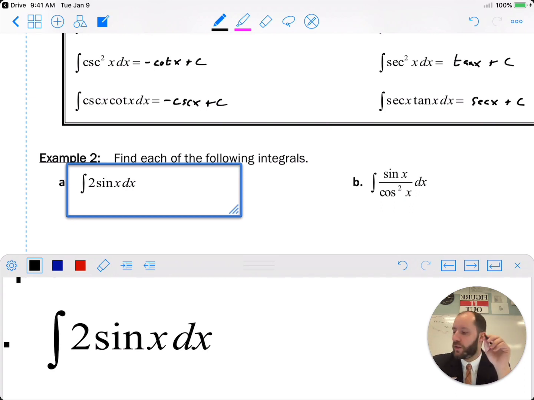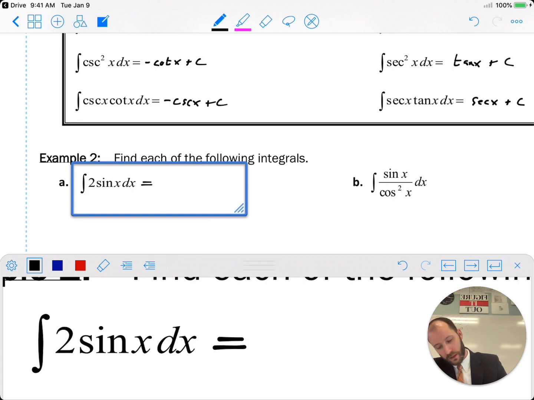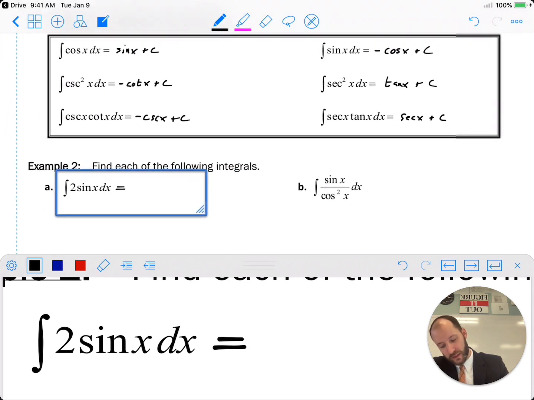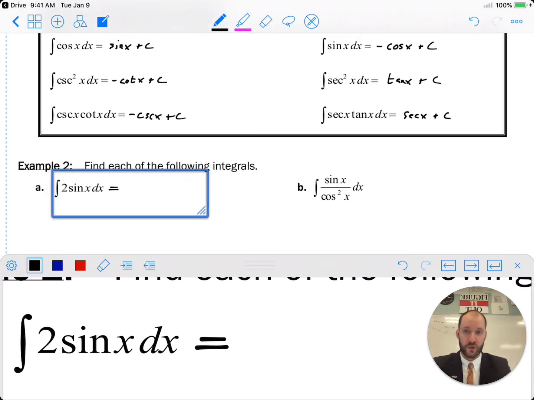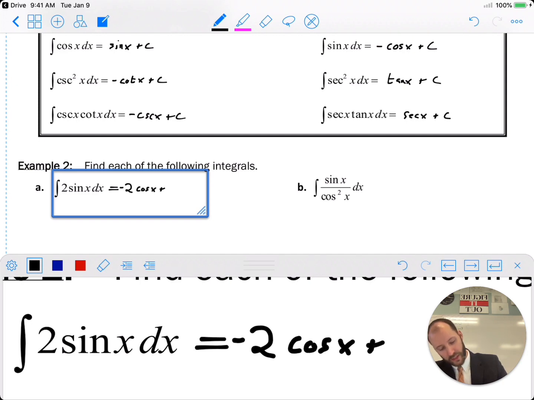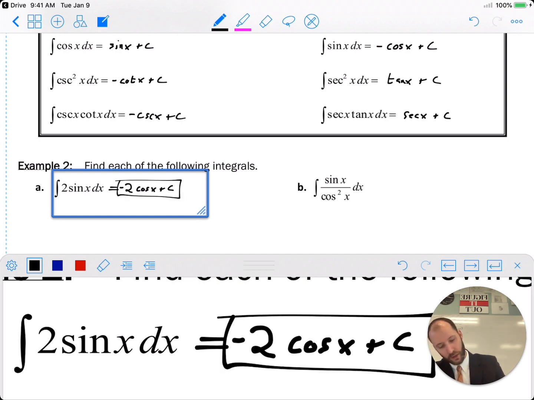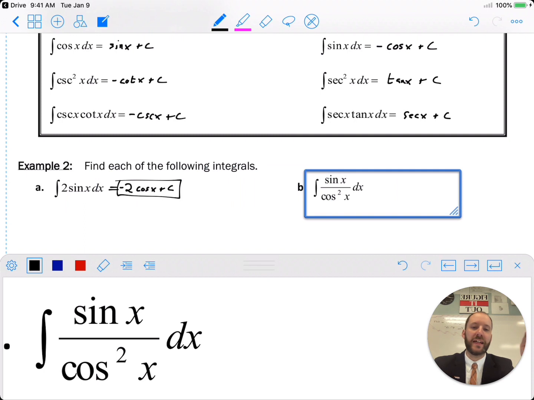Okay, so the indefinite integral of 2 sine x dx. So the integral of sine is negative cosine. So the 2 coefficient goes along for the ride. We have negative 2 cosine of x plus c.